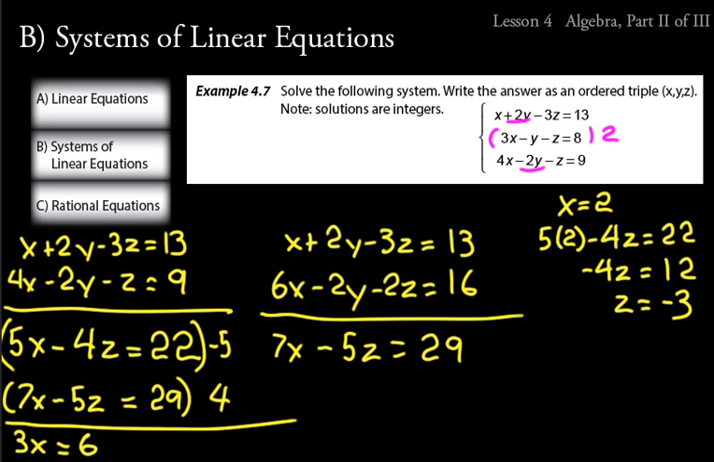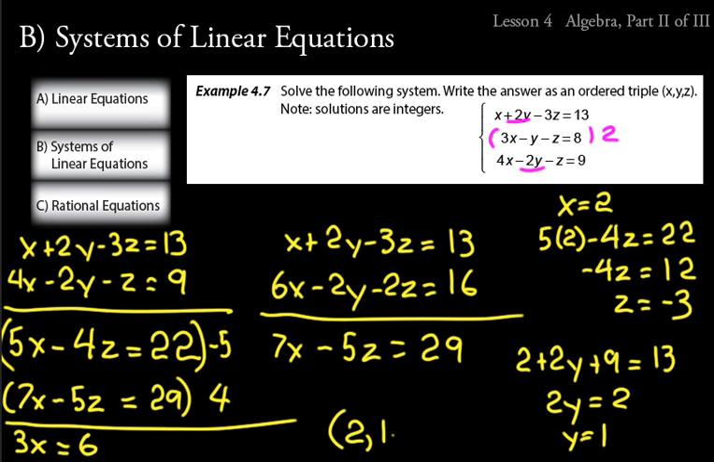So we'd say x is 2 plus 2y minus 3 times minus 3 is plus 9 is equal to 13. 2y plus 11 equals 13. So 2y equals 2, y equals 1, and we're left with 2, 1, negative 3. That's our xyz triple. You could substitute that into any of the equations to check it if you want to.